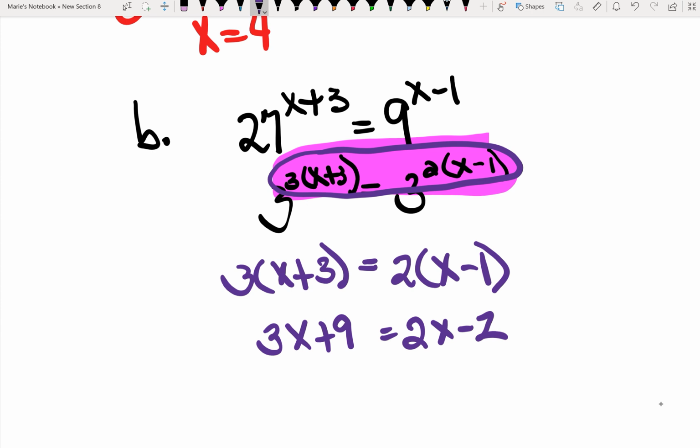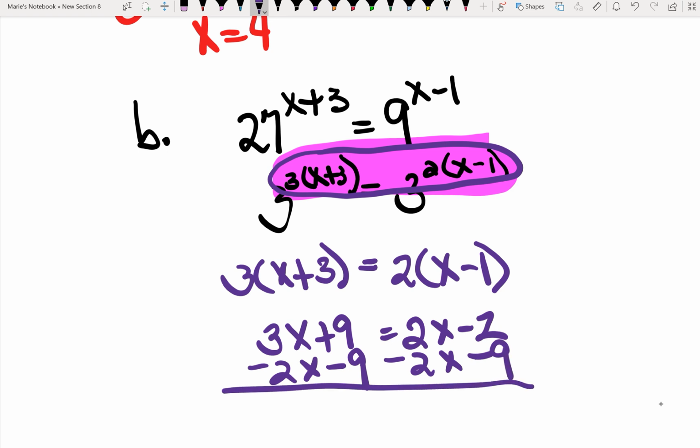So the first thing I'm going to do is subtract the 2x on both sides. I'm going to subtract the 9 and move it to this side. So if you notice, the 9's cancel, the 2's cancel, and that leaves you just x is equal to negative 11. Your solution set for this equation is simply negative 11.